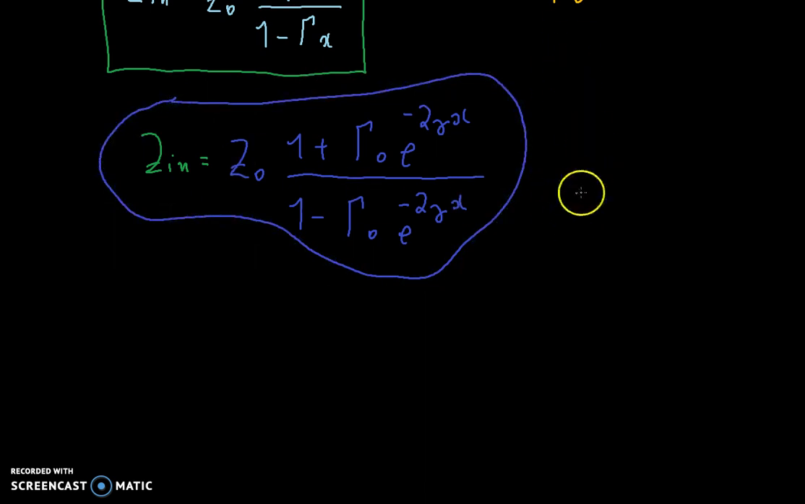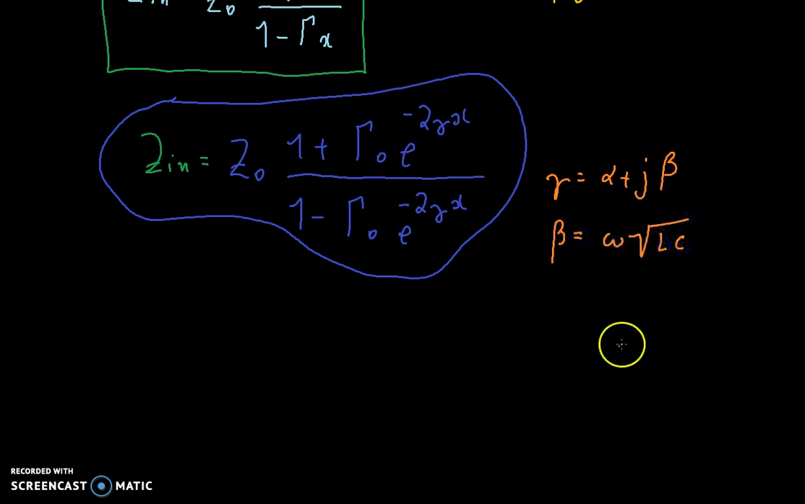Remember that gamma is equal to alpha plus j beta, and if you remember, beta is equal to omega times the square root of LC. Alpha also has its value. It's a bit more complicated to calculate. Perhaps in another video I will calculate it for you, but we can assume that alpha is 0 in most cases for a lossless line.